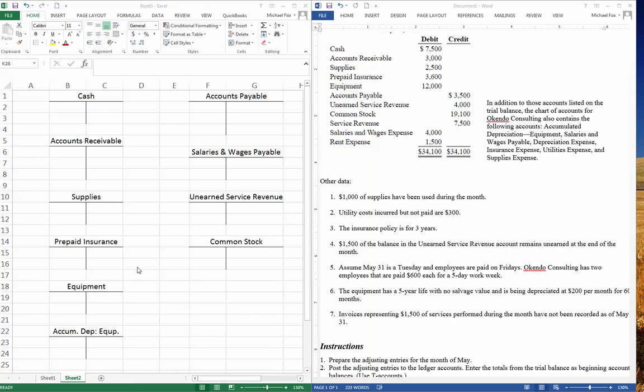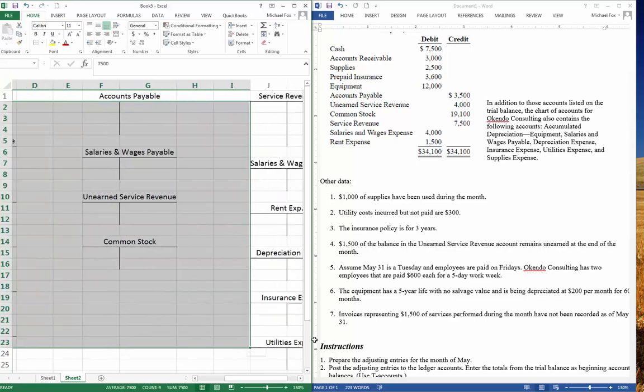Okay, so now I've got all my T accounts made. I did that while the video was paused. You didn't have to watch me set it up. It took me about 10 or 12 minutes to actually go through and make all of these. Now my next step is to enter the balances from the trial balance first into each account. So for example, the cash account, we'll put BAL for balance, and we'll have $7,500.